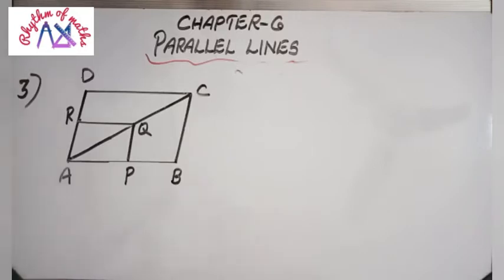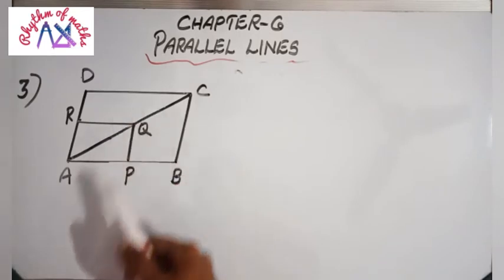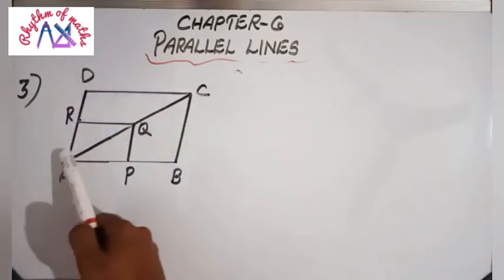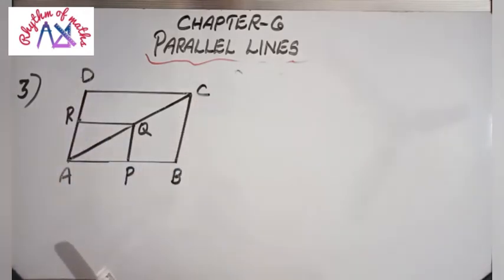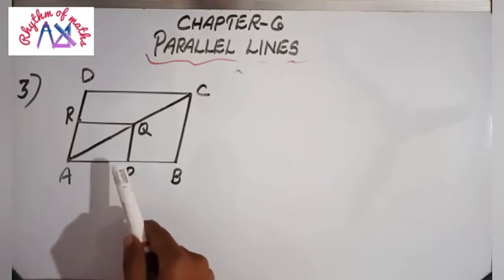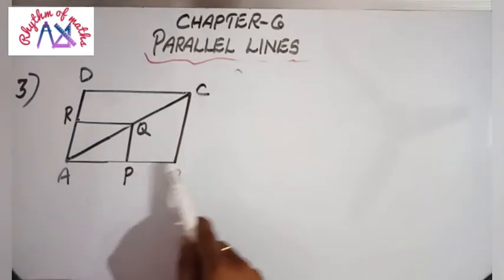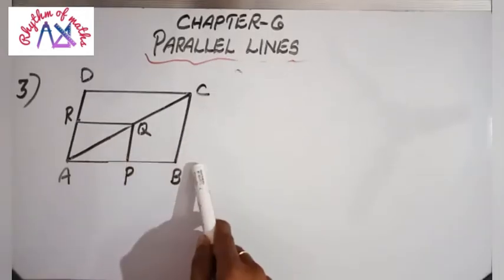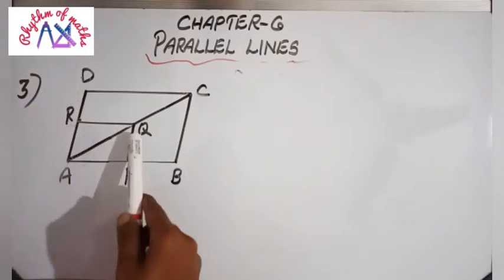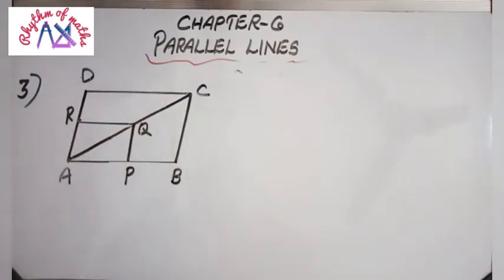Here in this question we have a parallelogram, parallelogram ABCD. Parallelogram means opposite sides are parallel. So here AB and CD are parallel and AD and BC are parallel. And one more thing is given, a line drawn through P in the line AB is parallel to BC. That means this PQ and BC are parallel. And the same, a line drawn through R in that AD is parallel to what? This DC. That is RQ and DC are parallel.